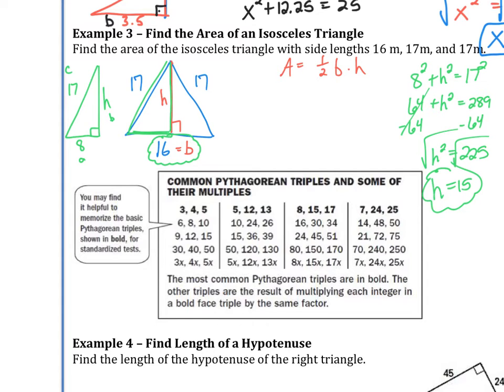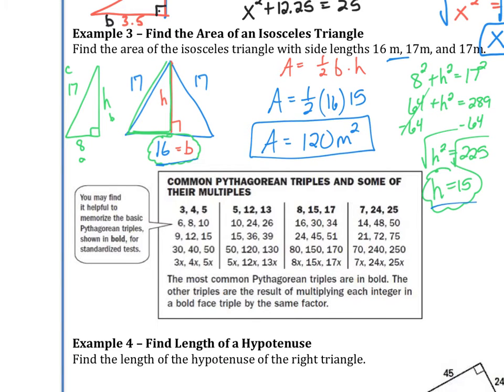So now that you know what H is and you know what B is, we can plug that in. Area is 1/2 times 16 times 15. So the area of this triangle would end up equaling 120, and this would be in meters squared. So that was tricky because we had to find the height first, and then we had to use the height to find the area of the triangle. So there are multiple parts to this. Use Pythagorean theorem to find the height, then use the height to find the area.